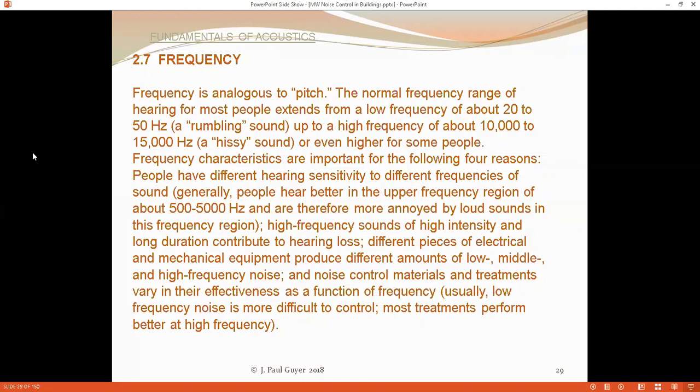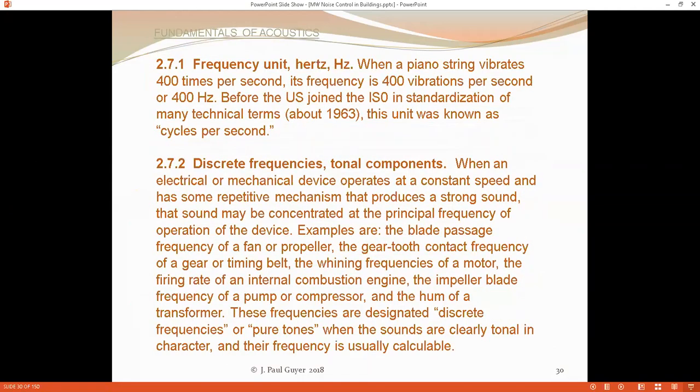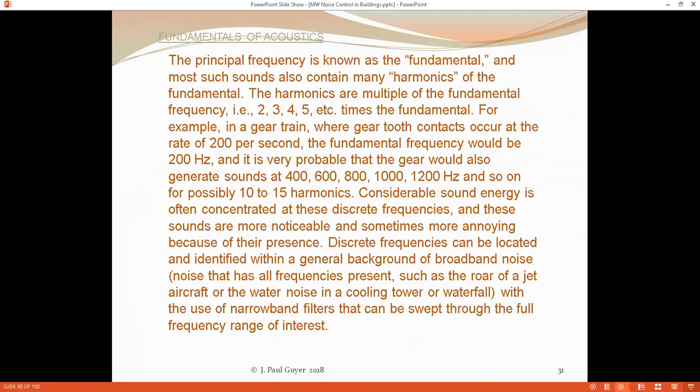Now, let's move forward a little bit here and introduce the concept of octaves.